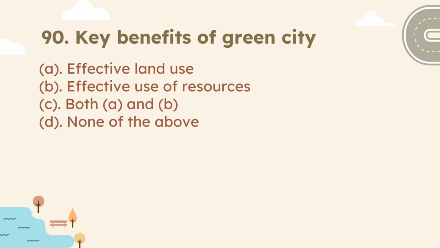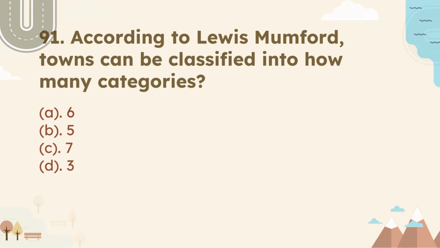Next question is, key benefits of green city. So key benefits of green cities are both effective land use and effective use of resources. Therefore the correct answer is option C, both A and B. Let's move to the next question.